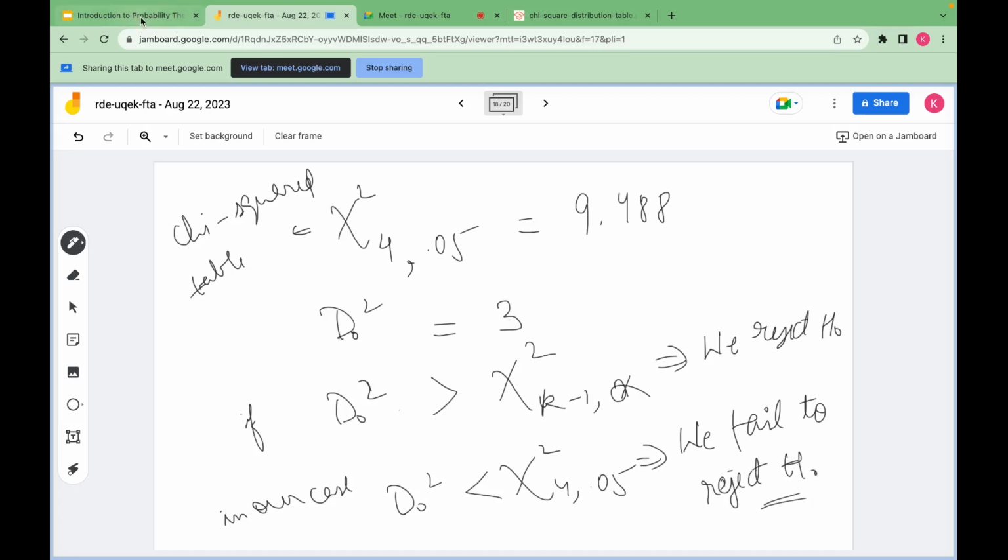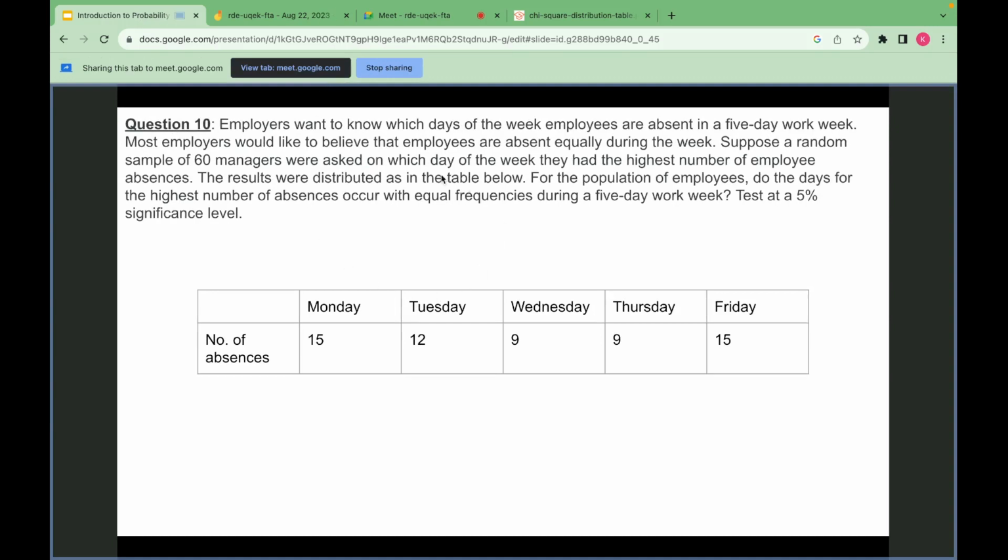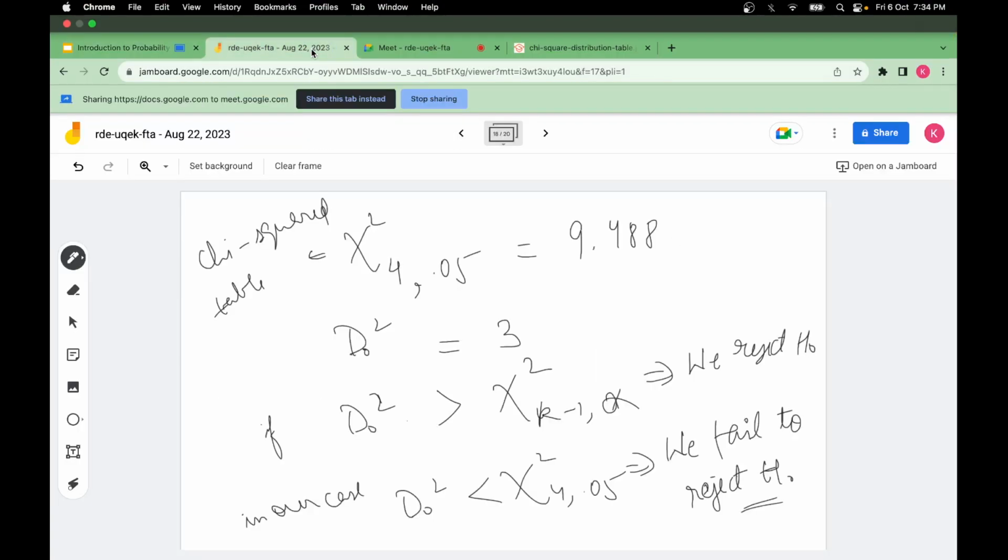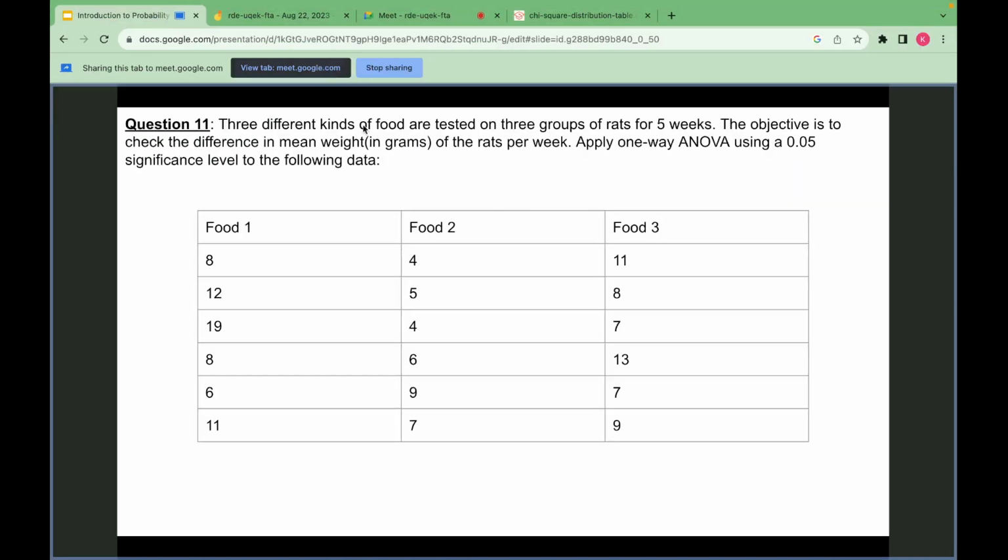Okay. So here we fail to reject the H naught, which means that if we increase the number of observations, the average number of absent people will be equal throughout the week. Okay, it is not significantly different. Okay. Moving to the next question.